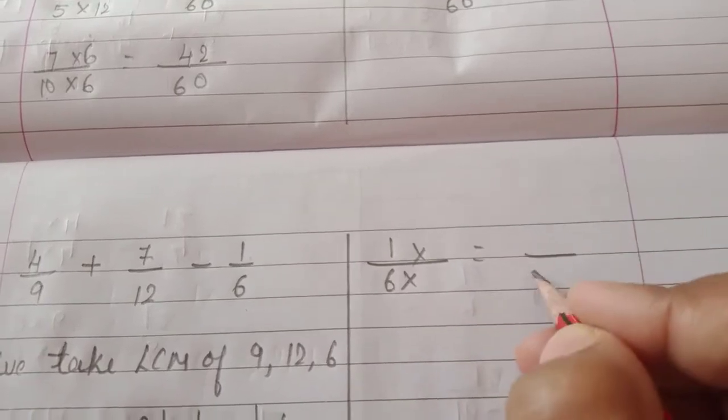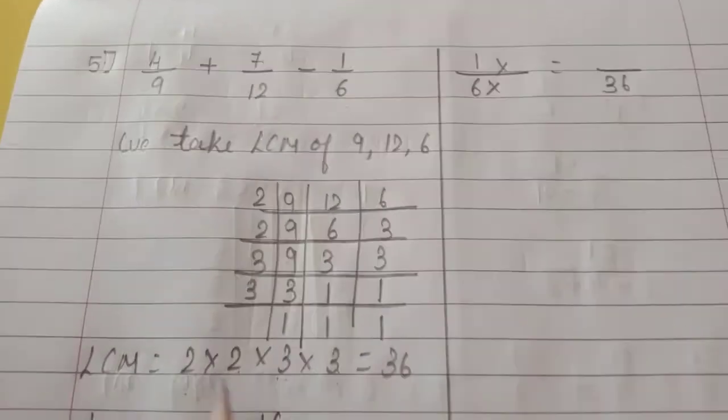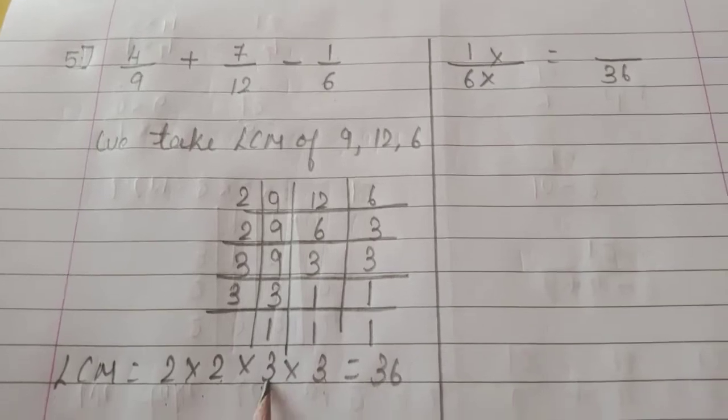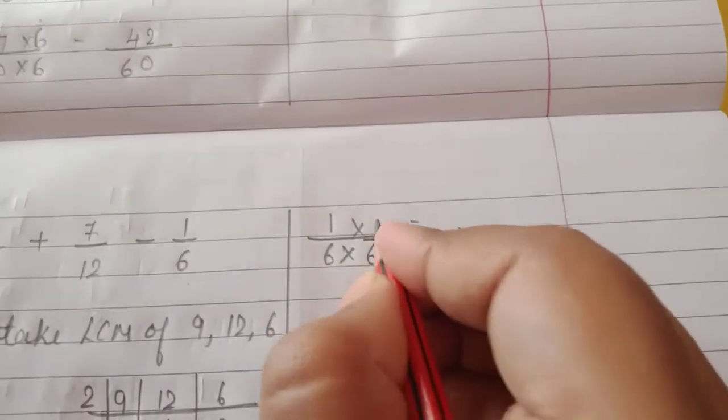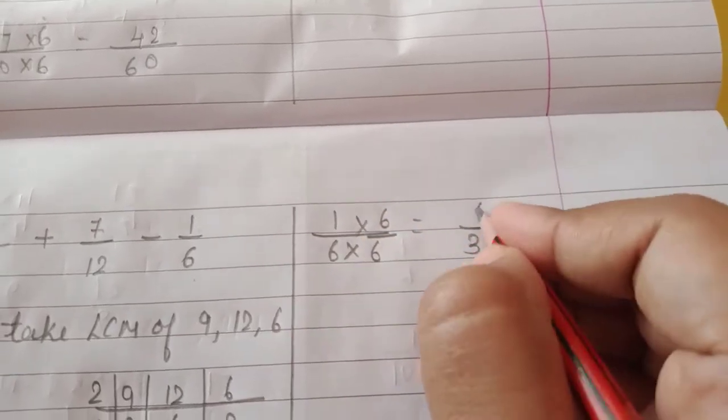Now next one is 1 upon 6. So we want denominator 36. So what we will multiply? 2 3s are 6. So we will take other 2 3s are 6. So we will multiply by 6. In numerator also, 1 6 is 6.